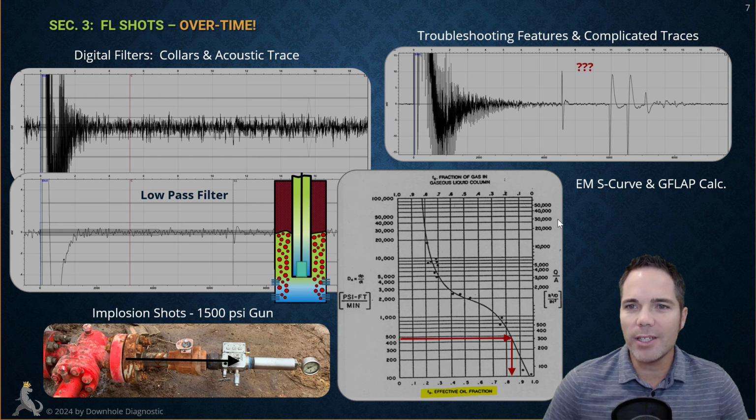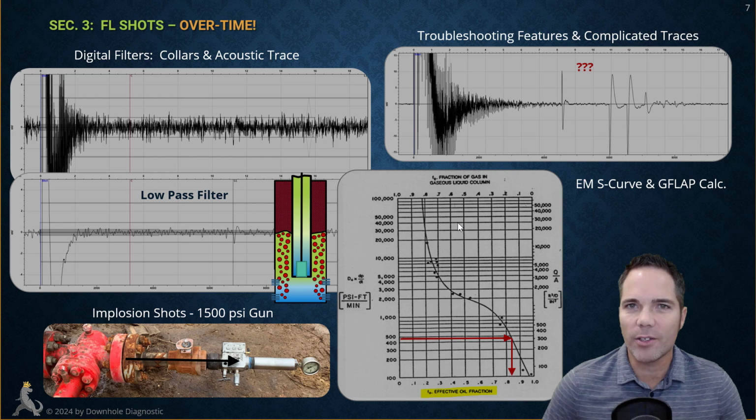Then we're going to focus on the Ecometer S-curve and the G-flap, or the gas-free liquid above the pump calculation. So remember when we have the gaseous fluid column and then it goes into a correlation, and then the output of that is our model of the well, where we have the gas bubbles rise up, the liquid falls down, we can see how much fluid is above our pump and how much fluid is above our perforations. Well, this is the correlation in the Ecometer software.